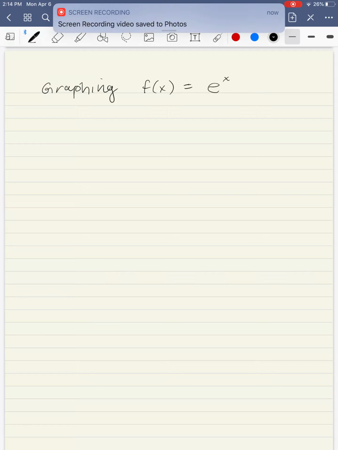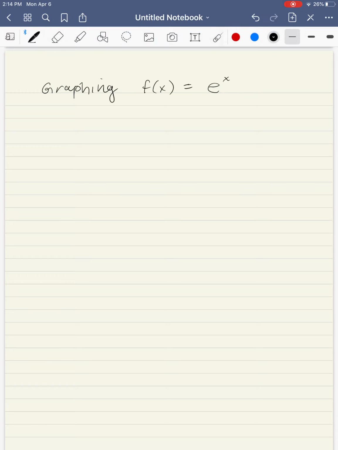In this lesson, we're going to look at the special exponential function f of x equals e to the x power. In our last lesson, we looked at graphing basic functions, f of x equals 3 to the x, f of x equals 5 to the x, etc., and how to move them around with transformations to find graphs of new functions. In this lesson, we're going to look at a special graph where my base is the number e. So let's talk about the number e.